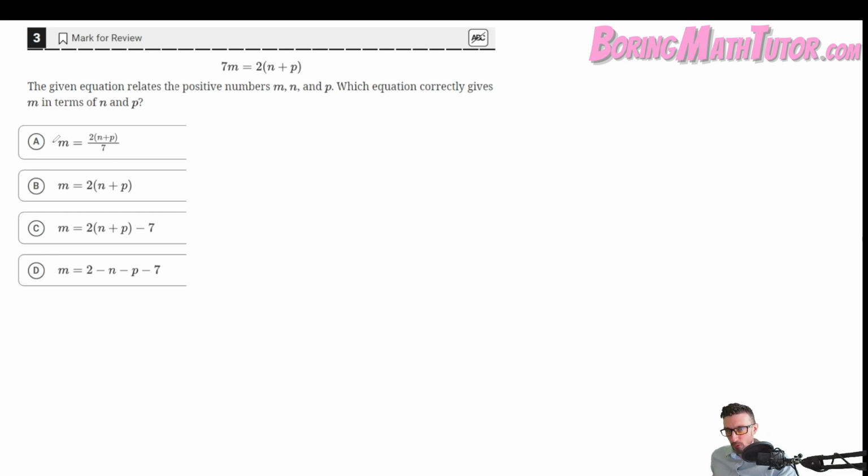Well, I don't even have to read what they're saying because I can tell what they're saying by looking at all these answer choices. They're asking me to solve this for M. If I want to get the M on its own, I need to get rid of the 7. How do I get rid of a times 7? I divide by 7. And it looks like we is done.